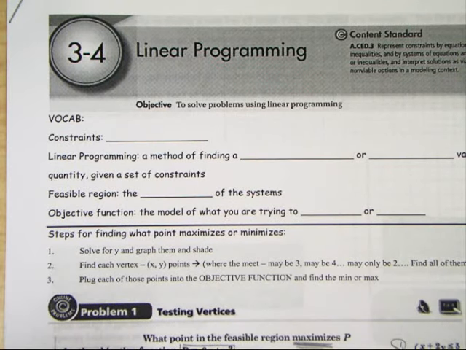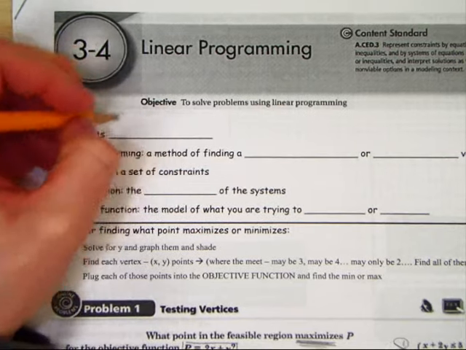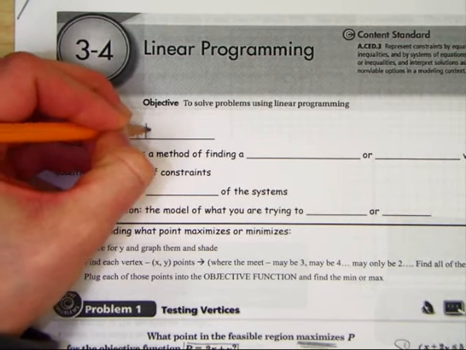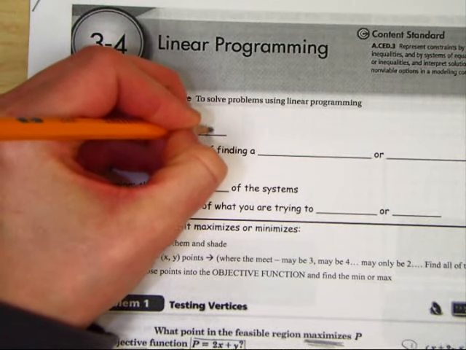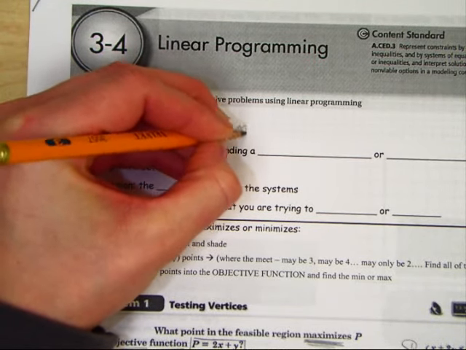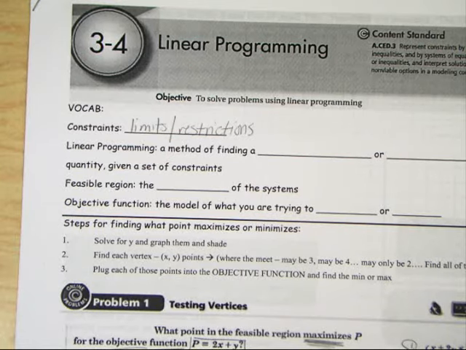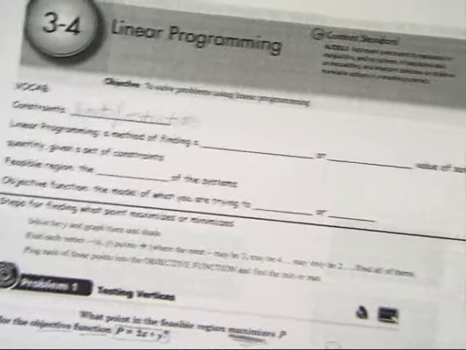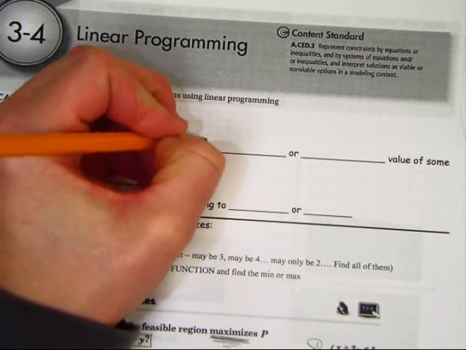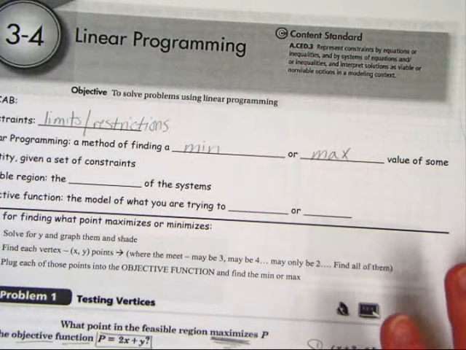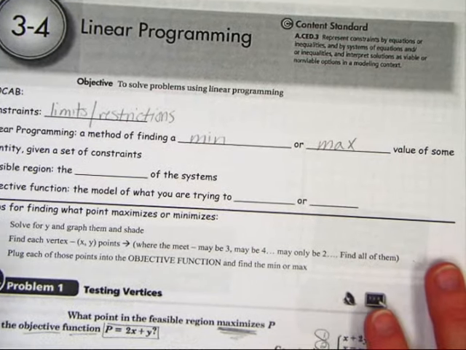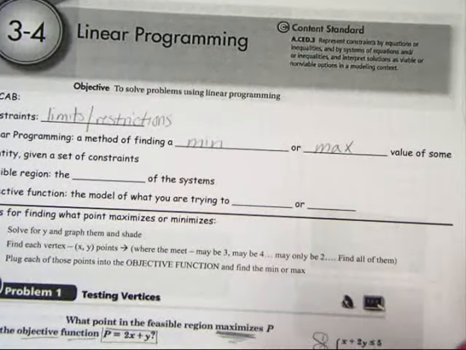If I ever say the word constraints to you, it's like me asking you, what are the limits? Or what are the restrictions? Linear programming is a method of finding a minimum or a maximum. And that would be of some type of quantity. And the min and max is all based on our limits or our restrictions.